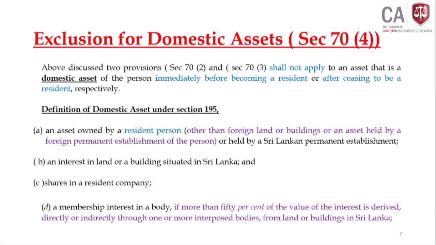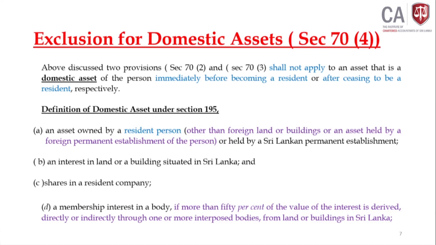And interest in land or building situated in Sri Lanka. And shares in a resident company. D, a membership interest in a body if more than 50% of the value of the interest is derived directly or indirectly through one or more interposed bodies from land or building in Sri Lanka. This is the definition of the domestic asset. Then this kind of domestic asset should be eliminated when computing gains at the point of change of residence.